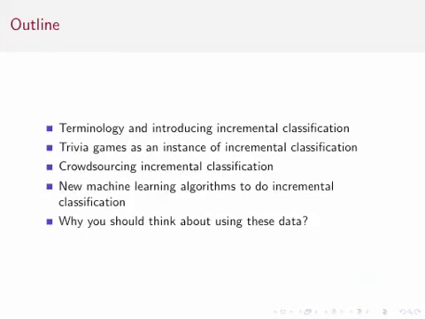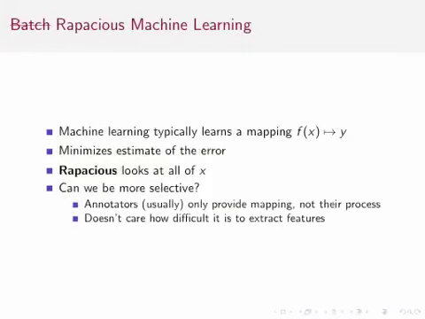Just to give you a bit of a roadmap, I'm first going to talk about incremental processing and how it contrasts with what's typically done in machine learning settings. I'll then talk about how one particular trivia game is an example of humans doing incremental processing of data. We'll then talk about techniques for getting a bunch of examples of humans going through this process, develop machine learning algorithms that can also process data incrementally, and then I'm going to end with a brief advertisement about why you might want to consider using these data.